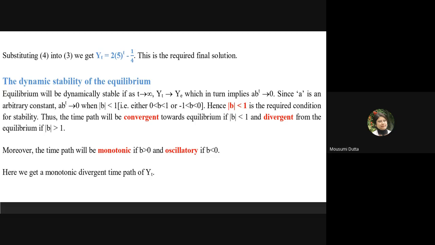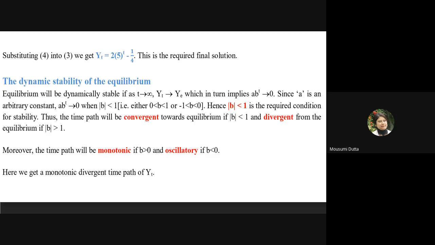Yes, we got the time path. However, whether this time path is convergent towards equilibrium, that is, whether the equilibrium is dynamically stable, or time path is divergent, in other words, whether the equilibrium is dynamically unstable. So this will be the question. And finally, we need to answer our last question. If it is convergent, whether it is monotonically convergent or it is oscillatory convergent or damped oscillation. If it is divergent, whether it is monotonically divergent or we will get explosive oscillations or uniform oscillations.